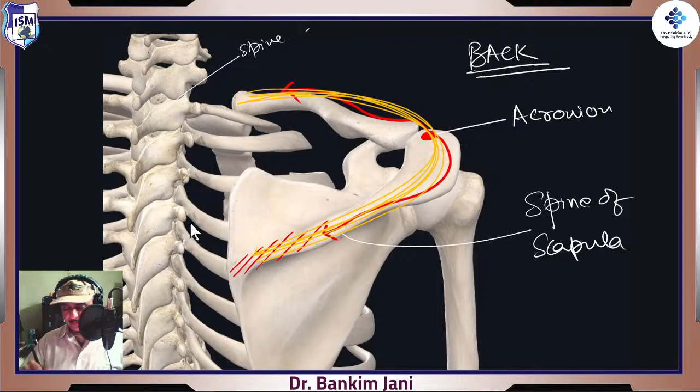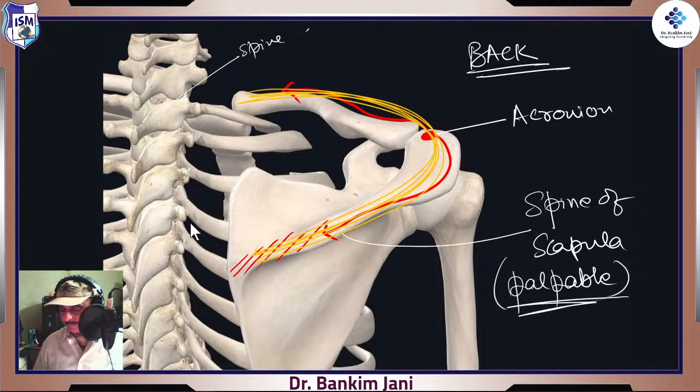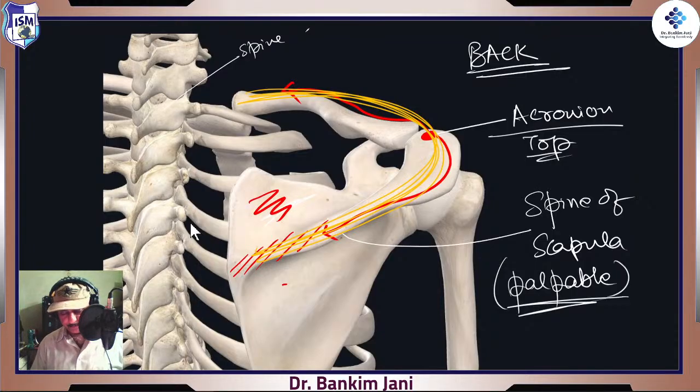We'll always add one extra word because we can feel it. It means it is palpable. You can palpate it, right? Acromion was the top. Clavicle was subcutaneous. That's why palpable. Spine of scapula is palpable because it is also subcutaneous. So can you palpate this area above and below? This area and this area?